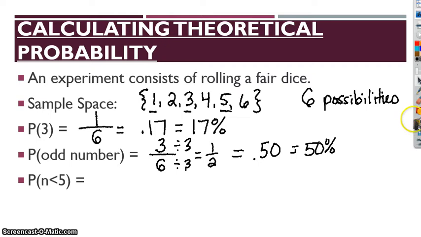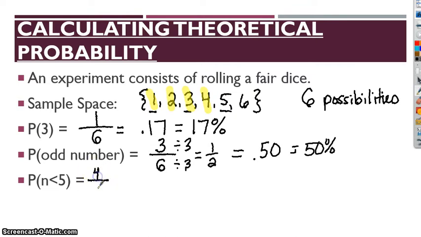Now let's look at another probability. This one says, what is the probability of getting a number less than 5? Look at the sample space. How many numbers are less than 5? Well, 1 is less than 5, 2 is less than 5, 3 is less than 5, and 4 is less than 5. So how many numbers are less than 5?